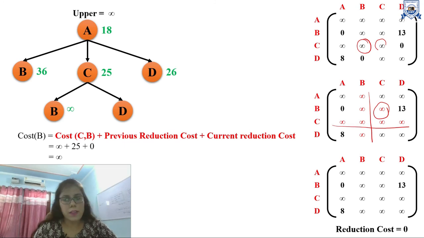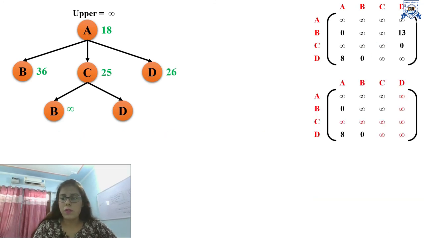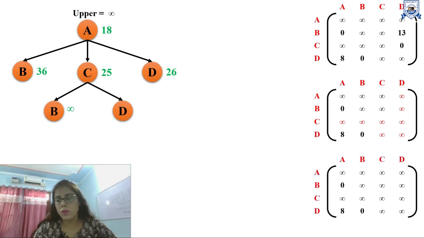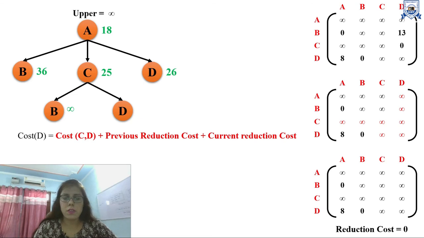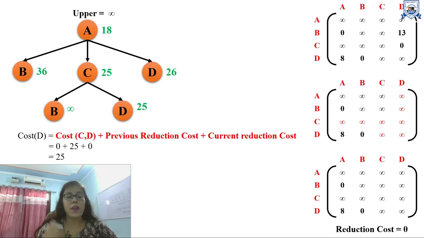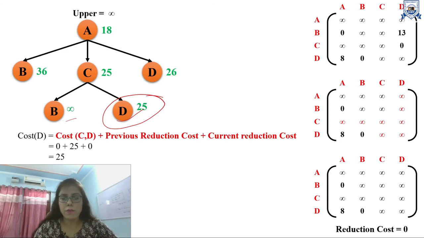We'll do the same with D. So we have made the entries infinity. Now we have seen that no reduction is required. Reduction cost is 0. We'll further calculate the cost of D. This will be 0 plus 25 plus 0, again 25. So the cost of D is 25. Now we'll see where we have to explore further. So between B and D, I'll choose D to be traversed further because D is carrying a cost which is lower than that of B.